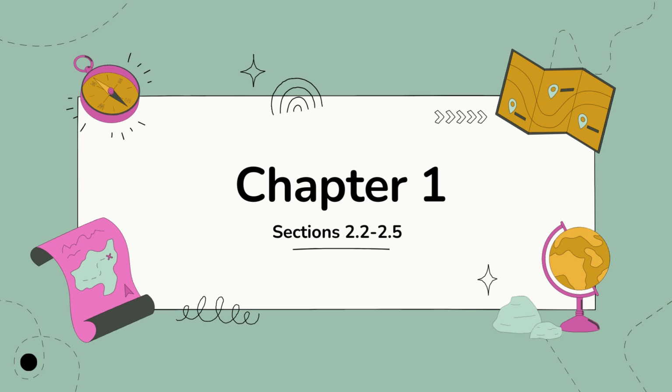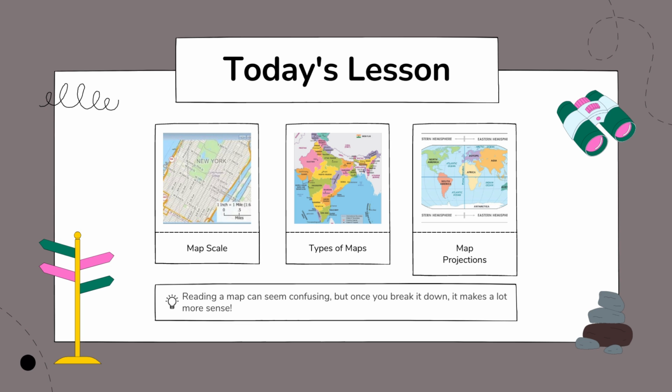Today we are going to discuss a little bit more about the different features of a map, including different types of maps. The three big things that we're going to look at in today's lesson: we're going to look a little bit more at map scale first, because that can be a little bit tricky to think about. Then we're going to look at a couple different types of maps. And then finally, we'll talk about map projections. The little light bulb down there reminds us that reading a map can seem confusing, but once we break it down, it makes a lot more sense.